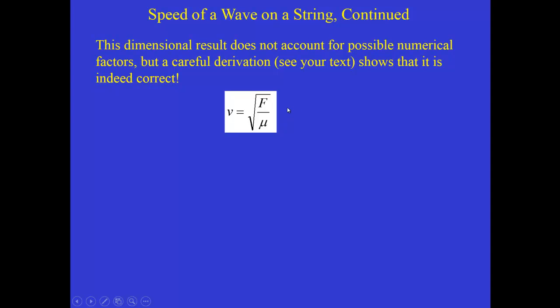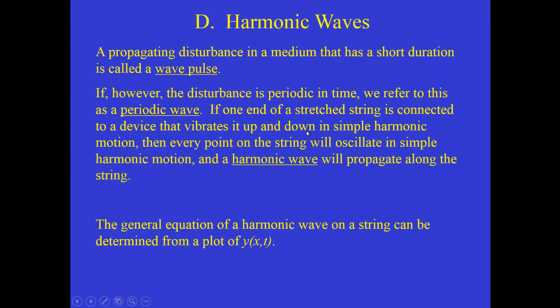Now this result that we got purely by considering dimensions doesn't tell us for sure whether there might be any numerical factors in this expression. So maybe there's a 2 outside, or maybe there's a 3 inside the square root. We can't tell that for sure from just this simple dimensional analysis, but we know that this proportionality must turn out to be correct. And so if you look at your textbook, there's a very careful derivation of what the wave velocity should be in a one-dimensional string, and it shows that this equation is actually correct. So that's how the wave velocity depends on the properties of the string itself.